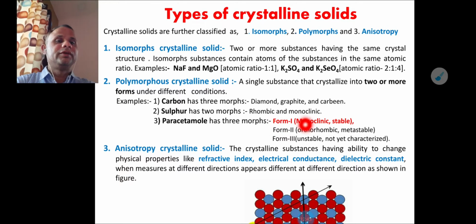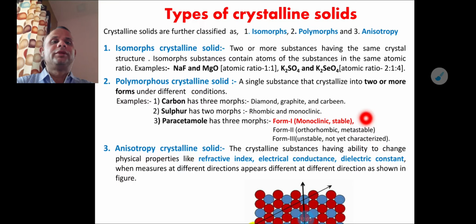Form one is monoclinic, the stable form. Form two is orthorhombic, a metastable form, and form three is not yet identified or characterized, an unstable form that is not stable. So the stable monoclinic form, or maybe the orthorhombic, may be used as a medicine, because a medicine must be stable for a long time. That's why form one is used as the active pharmaceutical ingredient. So polymorphic compounds are very important in pharmaceuticals.